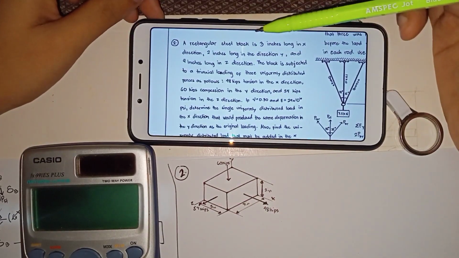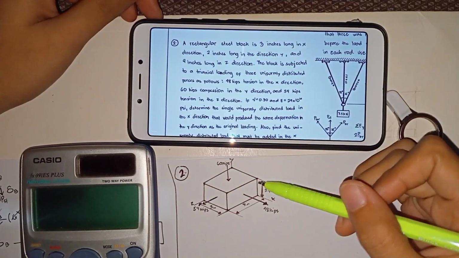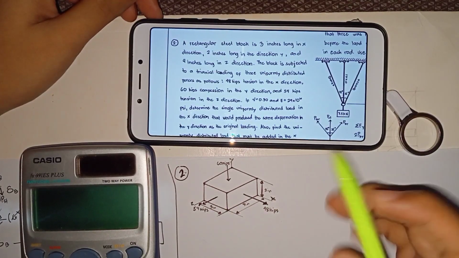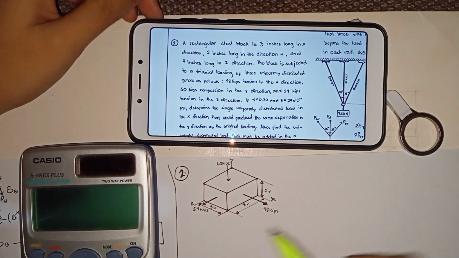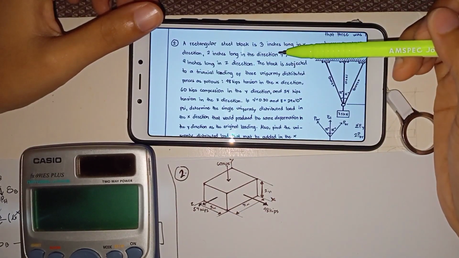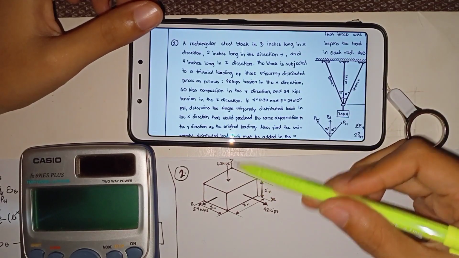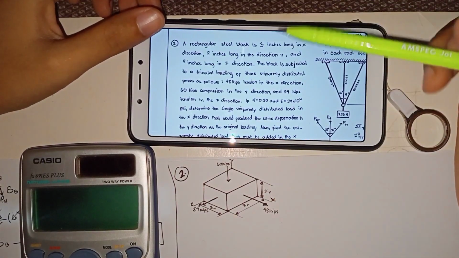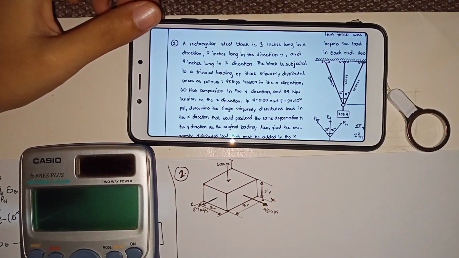A rectangular steel block is 3 inches long in x direction. So, sabi daw, 3 inches long daw siya sa x direction. So, ibig sabihin, kung ito yung x natin, 3 inches yung haba niya papunta dyan. And then, 2 inches long in y direction. So, kung ito yung y natin is pataas, therefore, ang height niya is 2 inches, and 4 inches long in z direction. So, lastly is yung measurement papunta kay z.